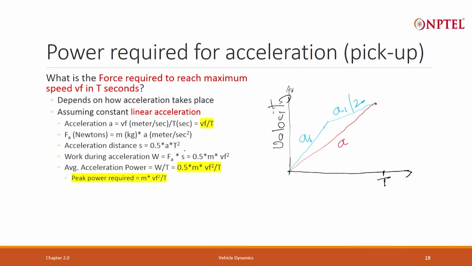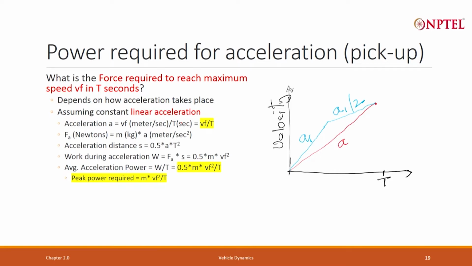So, let us first assume a linear acceleration, that the acceleration is constant, acceleration is a. So, velocity starts, acceleration is a, at time t it reaches the final velocity V f. What is the acceleration? The final velocity is V f divided by t, time taken is t. So, that is the acceleration that is required, if it is a constant acceleration. So, what is the force? It is mass into the acceleration, which is V f by t.